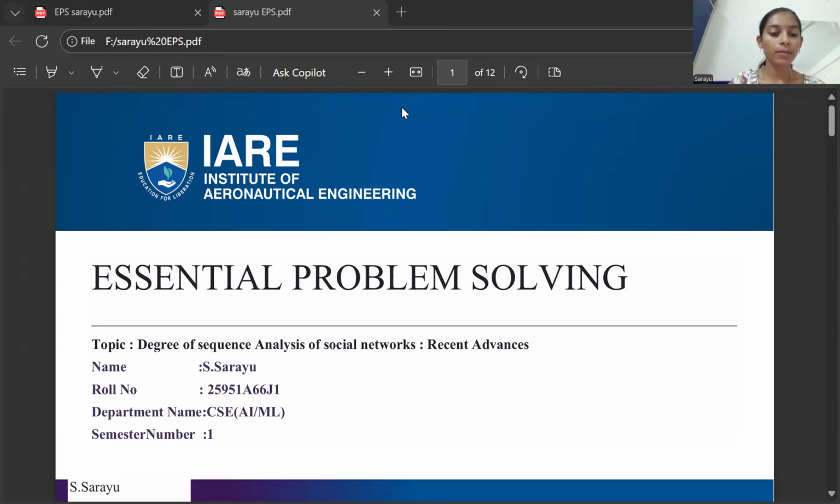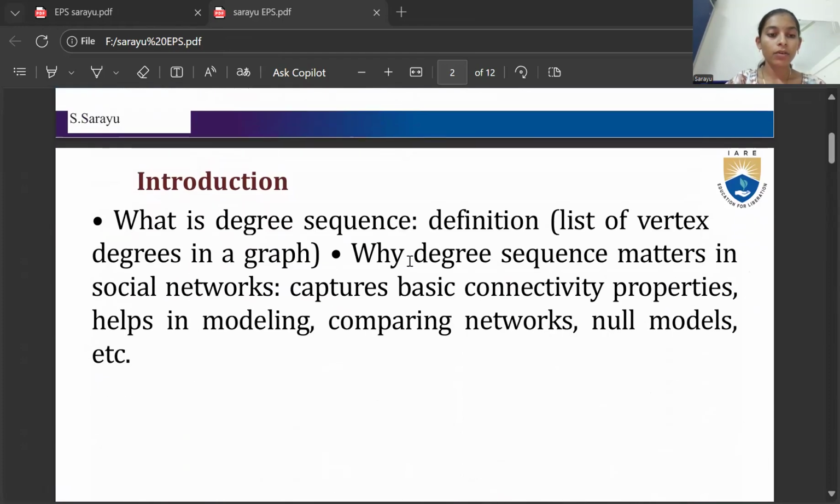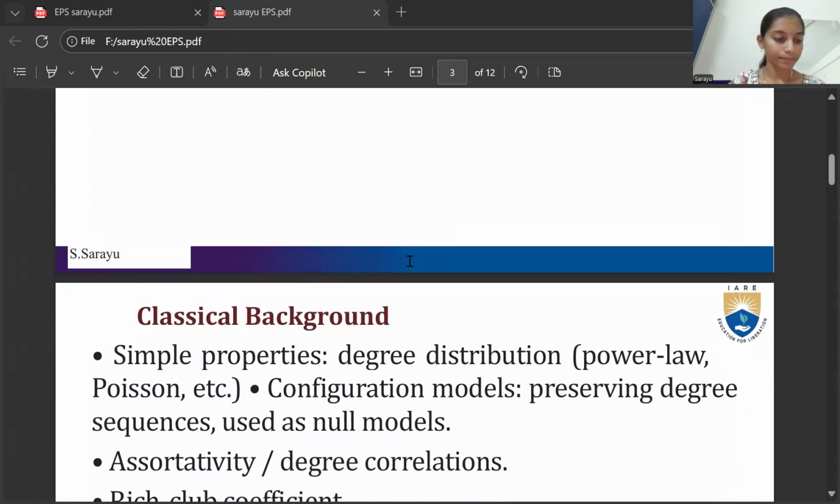Today my topic is degree sequence analysis of social networks: recent advances. Let me give an introduction about what a degree sequence is. It is the list of vertex degrees in a graph. Why does degree sequence matter in social networks? It captures basic connectivity properties and helps in modeling, comparing networks, null models, etc.